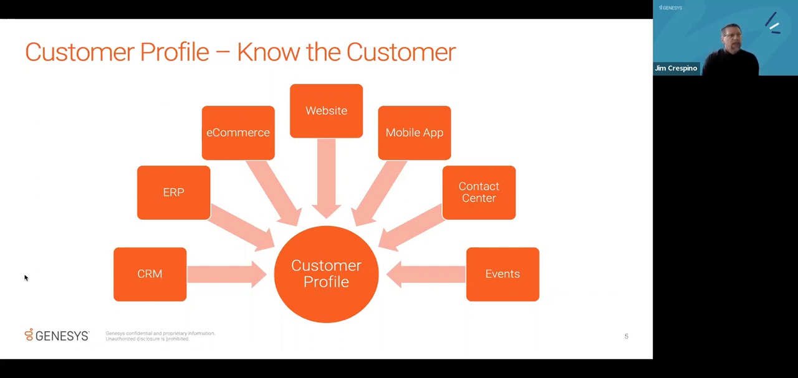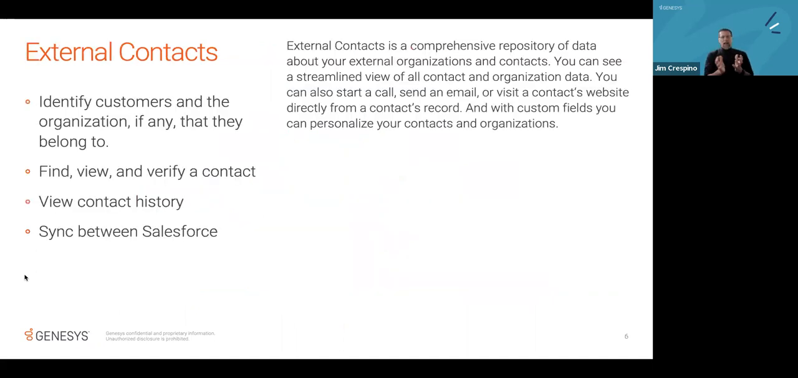So we'll take that, and now we'll talk about how we can use that customer profile data in Genesys. So with Genesys, we have the concept of an external contact. So not only do we have users in the enterprise that are the agents, the supervisors, the administrators of Genesys Cloud, but we have a separate directory that we call external contacts. And external contacts allow you to define the organizations and the contacts that you do business with.